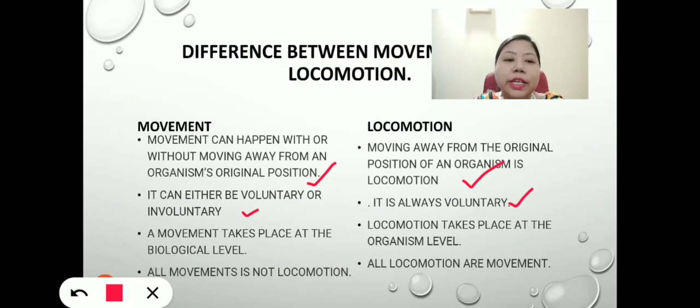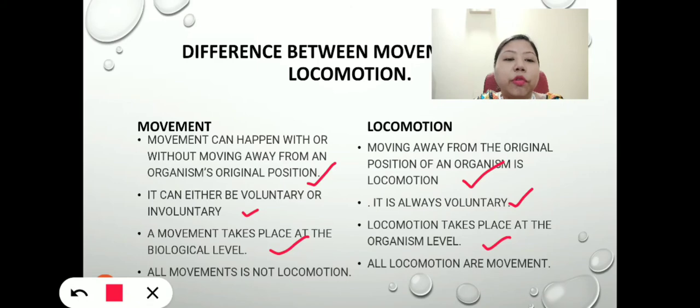Movement takes place at the biological level. Inside our body also movement is taking place. When we eat food, the food enters our stomach through the esophagus or the food pipe. So movement is taking place at the biological level. It is also taking place in the cells. But locomotion takes place at the organism level. That means the whole organism has to move from one point to another.